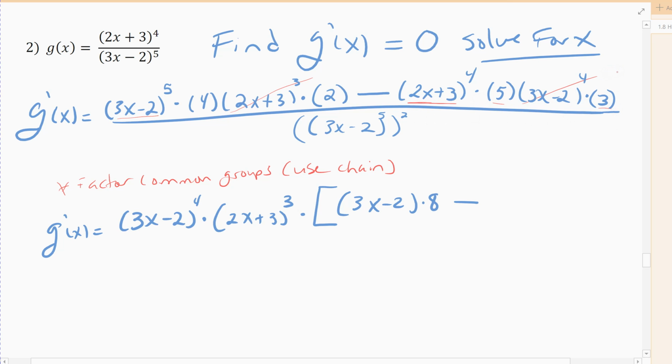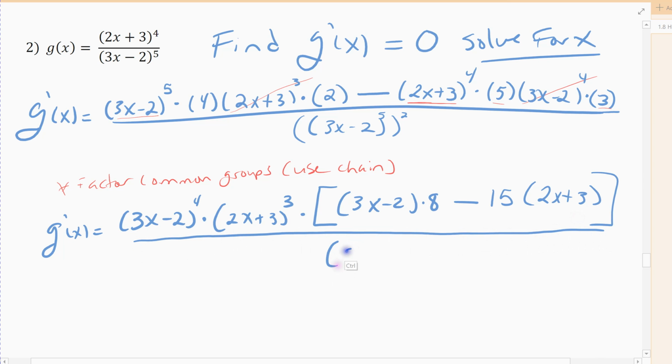All 4 of those are gone. So in my second term, I have a 5, 3, so that means I have a 15, and then one group, 2x plus 3, which again, put parentheses because I'm going to distribute that negative 15. All right, that whole mess all over 3x minus 2 raised to the 10.